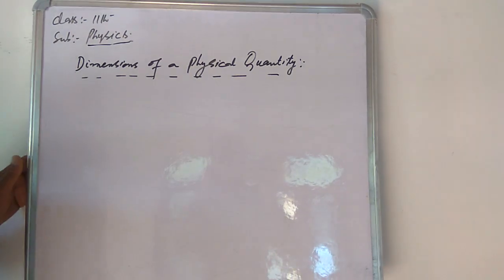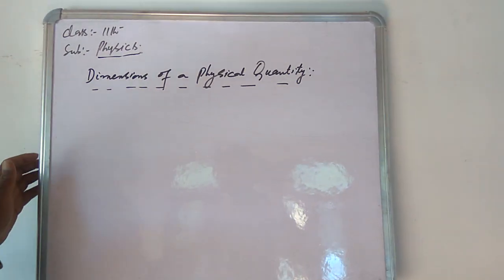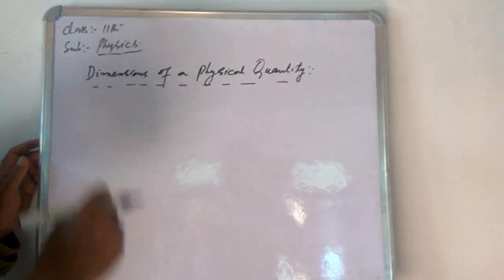In an earlier class, we have seen what a physical quantity is. Any quantity which can be measured directly or indirectly is known as a physical quantity. Now, what are the dimensions?